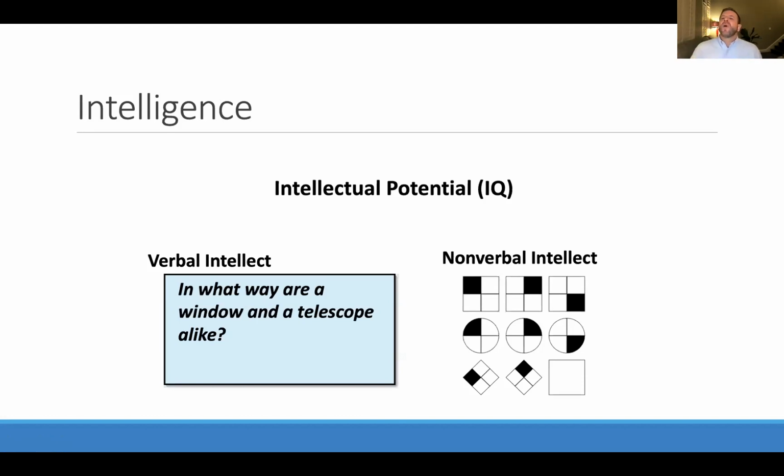I'm asking you to draw connections, but I'm also using language here. So if you're a student that struggles with language, I have to be aware that I might not be fully assessing your intellect. There might be some barriers there associated with language challenges, and we need to be mindful of that.